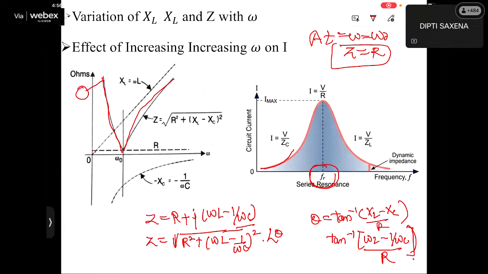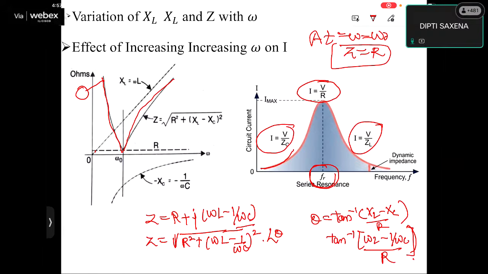What is happening is that if you look at the expression of the impedance at the resonance, the circuit is behaving like a completely resistive circuit, so the current and the voltage are in phase with each other. Below the resonant frequency, since the capacitive reactance is large, the circuit behaves like a capacitive circuit, and above the resonant frequency, the circuit behaves like an inductive circuit because as omega increases, omega L continues to increase.